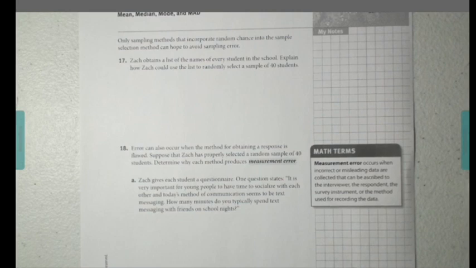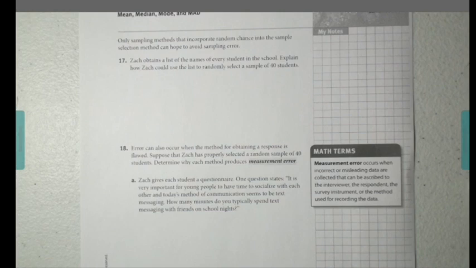You're going to be working on questions 17 and 18 with your table mates. Question 17 says, Zach obtains a list of the names of every student in the school. Explain how Zach could use the list to randomly select a sample of 40 students.